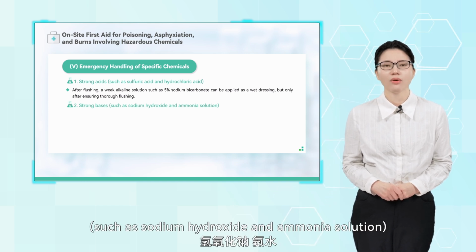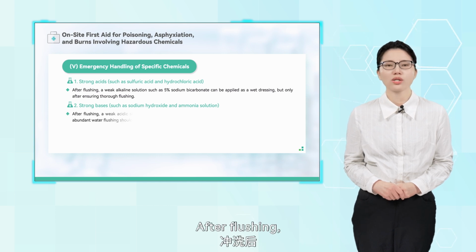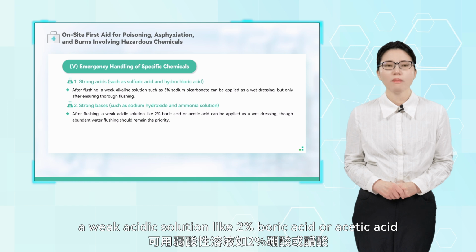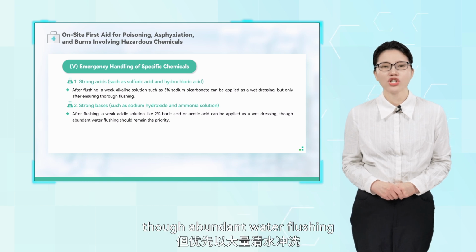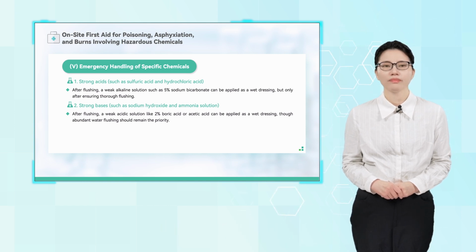2. Strong bases such as sodium hydroxide and ammonia solution. After flushing, a weak acidic solution like 2% boric acid or acetic acid can be applied as a wet dressing, though abundant water flushing should remain the priority.